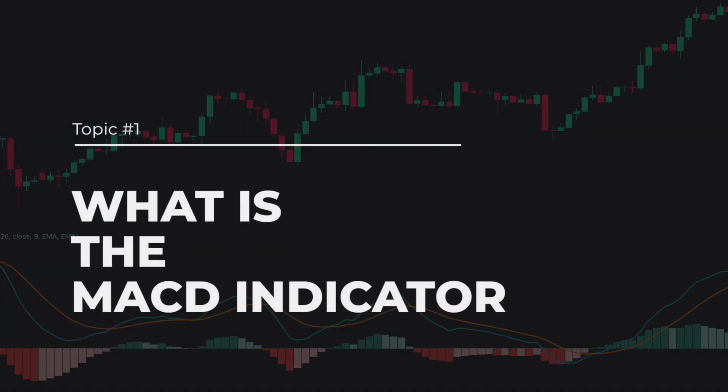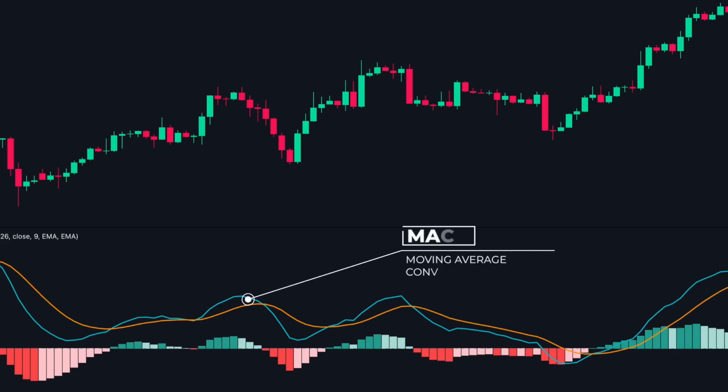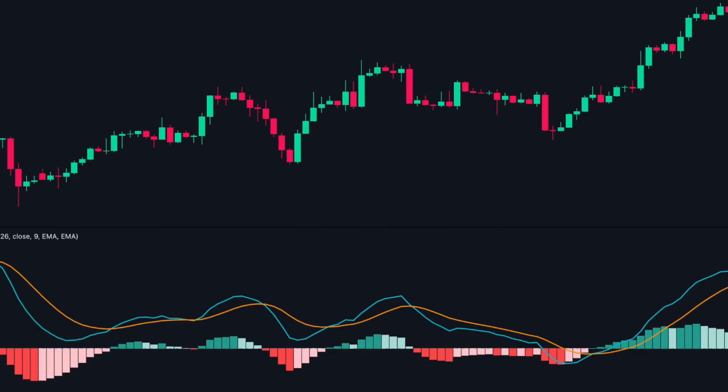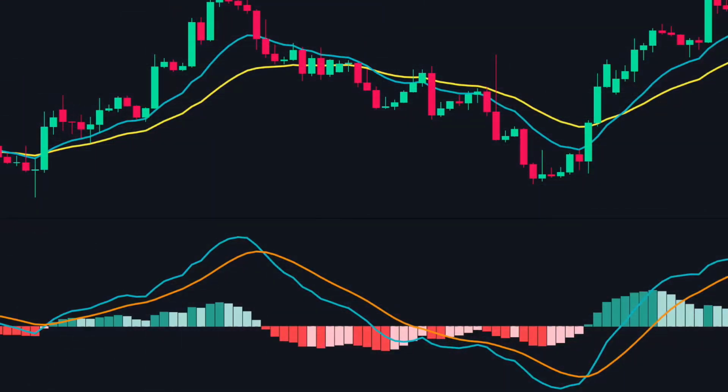What is the MACD indicator? MACD stands for Moving Average Convergence Divergence. It is used to identify trends and momentum of the price. The MACD indicator consists of 3 components: the MACD line, the signal line, and the histogram. Let's understand each of these components in detail. First, let's start with the MACD line.